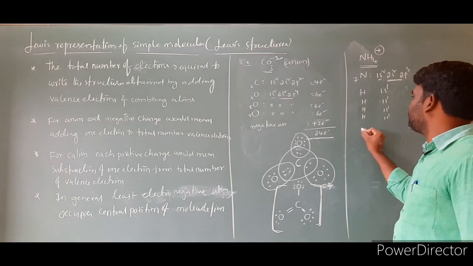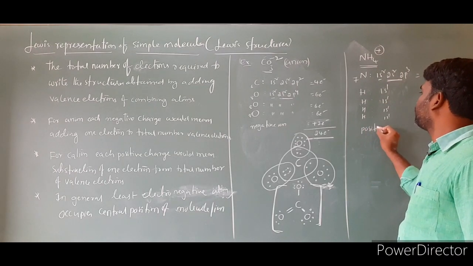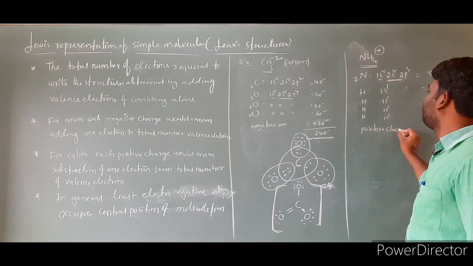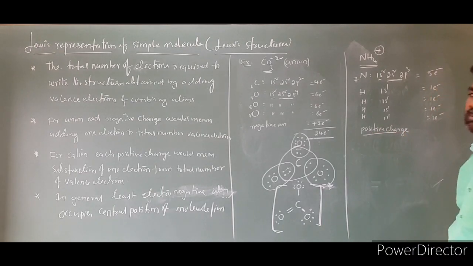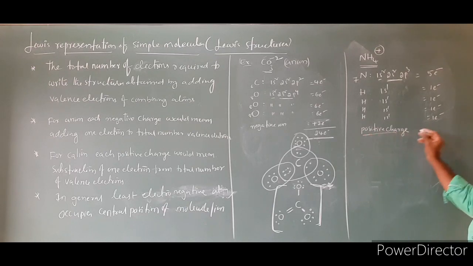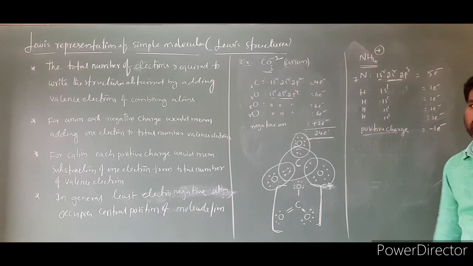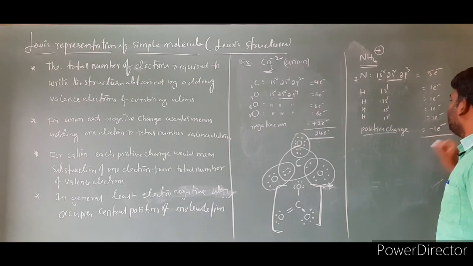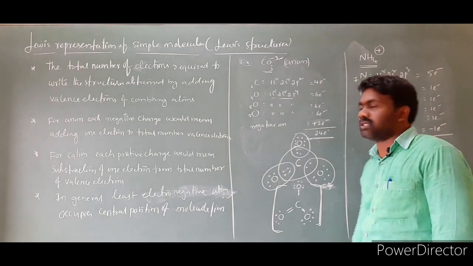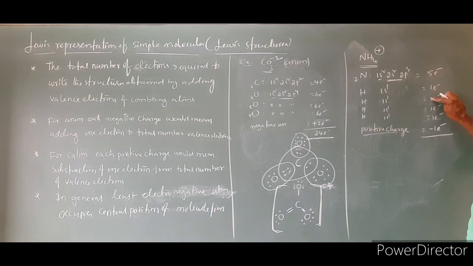Positive charge meaning we have to remove 1 electron. So -1 electron. From the total number of electrons we have to remove 1 electron. Then the total number of valence electrons in this molecule is 5, 6, 7, 8, 9, and we have to remove 1 electron. The total number of valence electrons is 8.